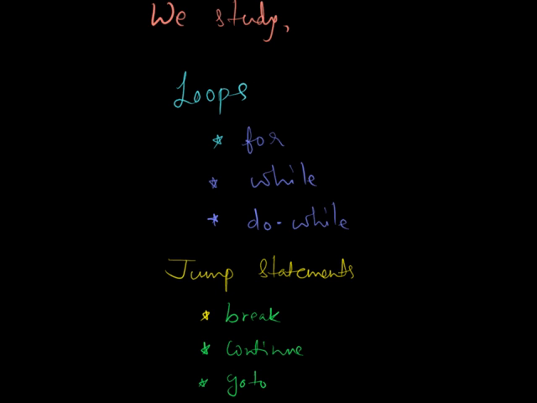Welcome to this video. In this video we are going to study these topics. We are going to study loops. There are different kinds of loops offered by the C language: for loop, while loop, and do while loop. And we are going to study the jump statements, which allow you to jump from one program segment to another program segment. So we are going to do these topics today.